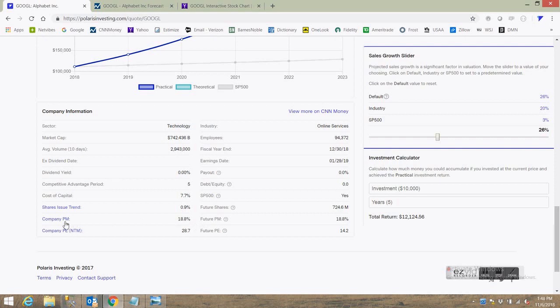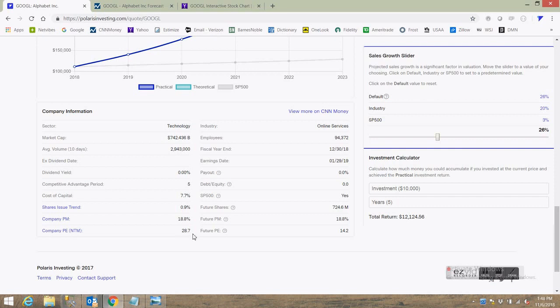Profit margin: you see that historically it's been 18.8, and the forecasted profit margin is also 18.8. So Google's been around long enough that it seems reasonable that they've settled in on a profit margin that will persist. The competitive advantage period default is 5 years. I'm going to leave it as 5 years. And then that leaves us with company PE.